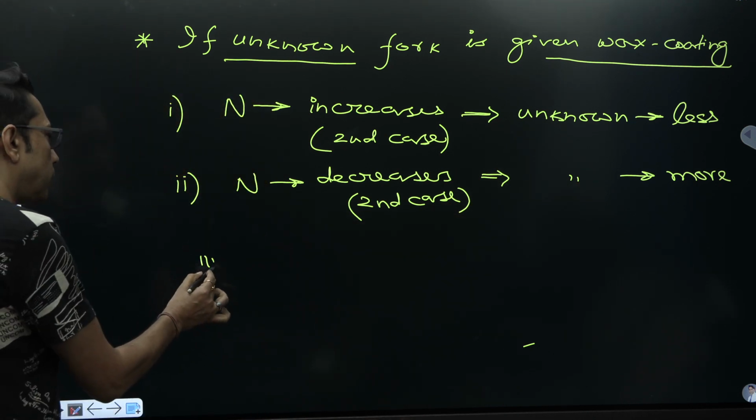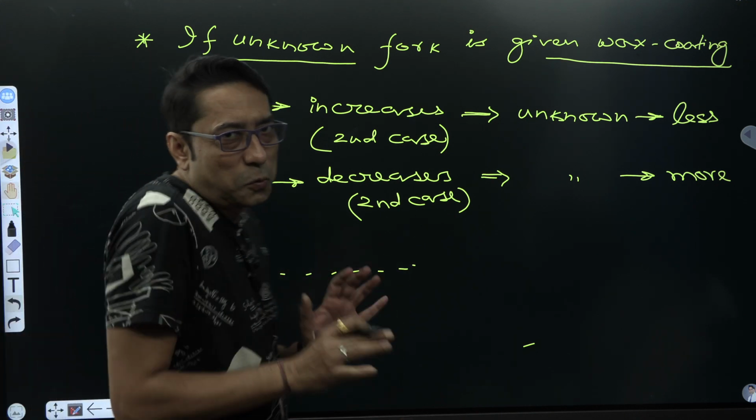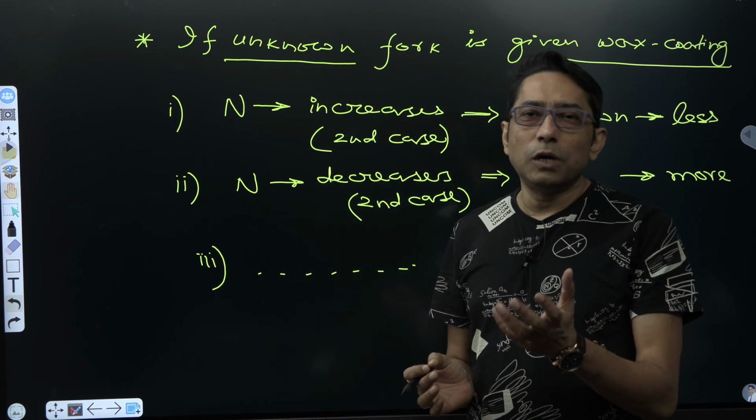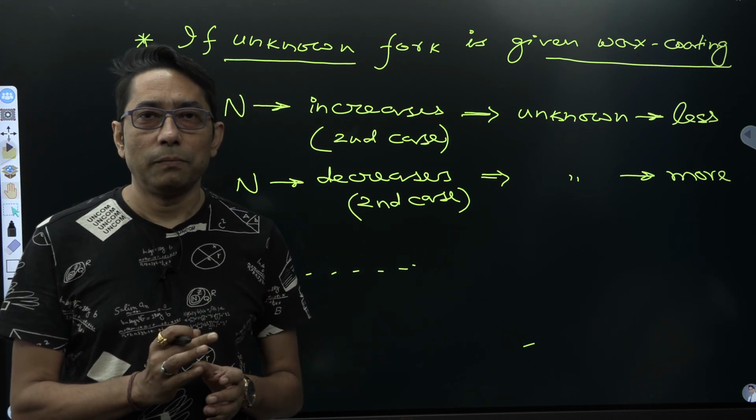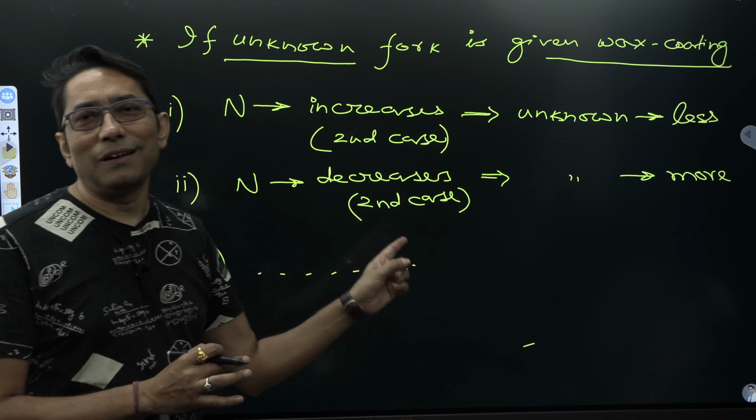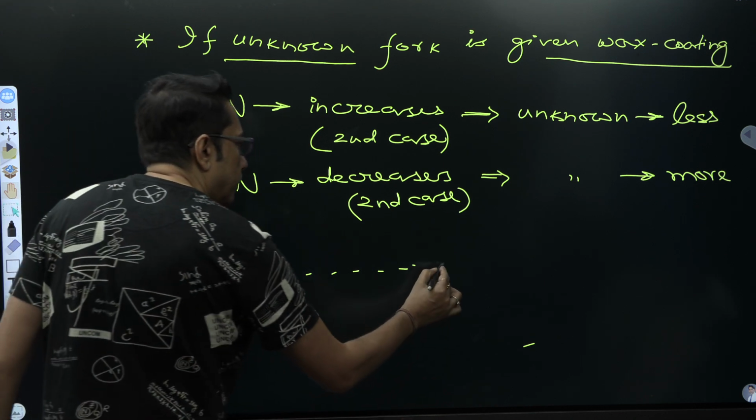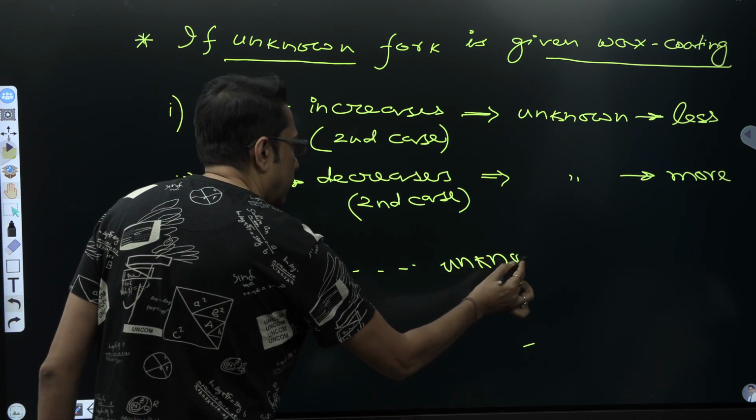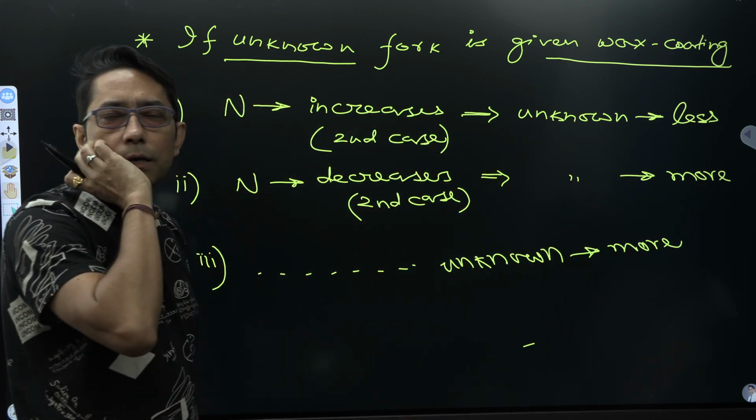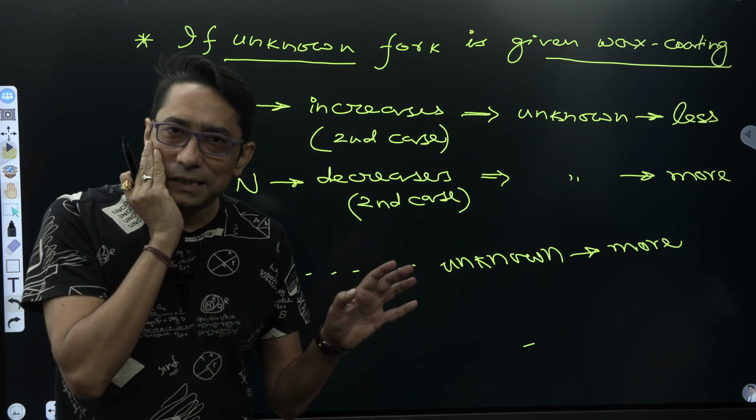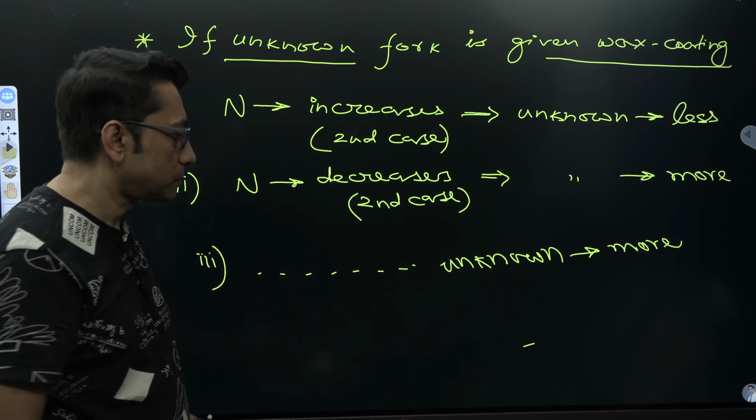And number 3, I am not writing this, I am just giving a dot because you should not consider this to be a rule sort of thing. Maybe a tukka sort of thing. If you see the sum is a bit tough, generally speaking, consider the frequency of the unknown one to be more.